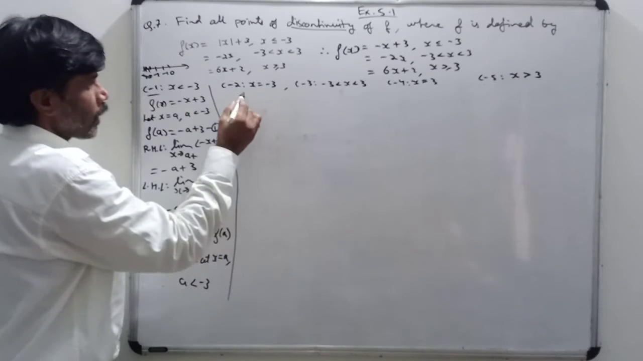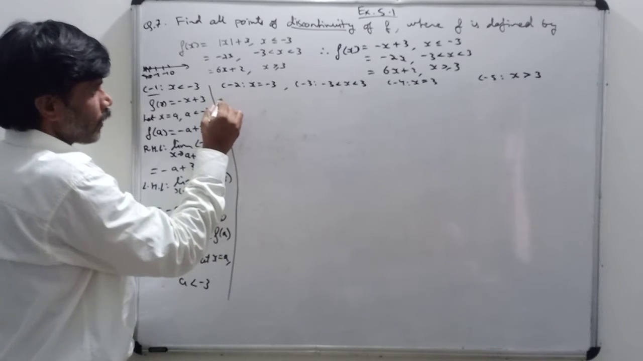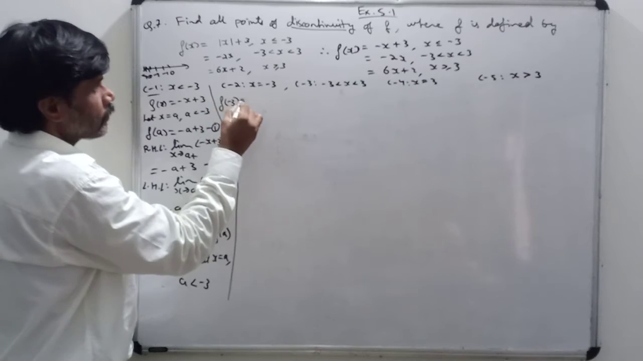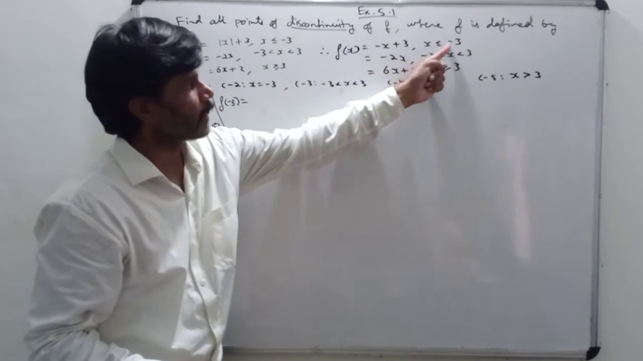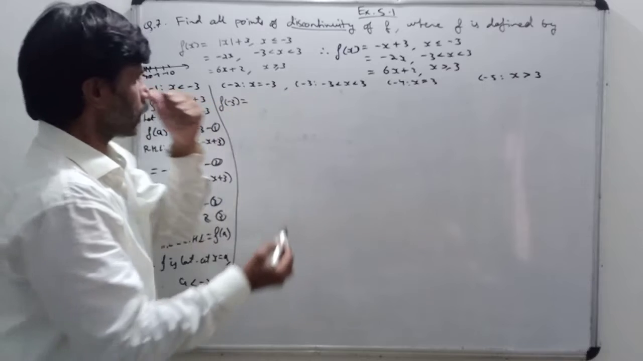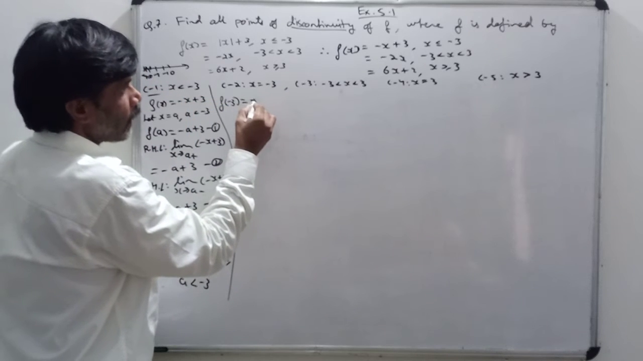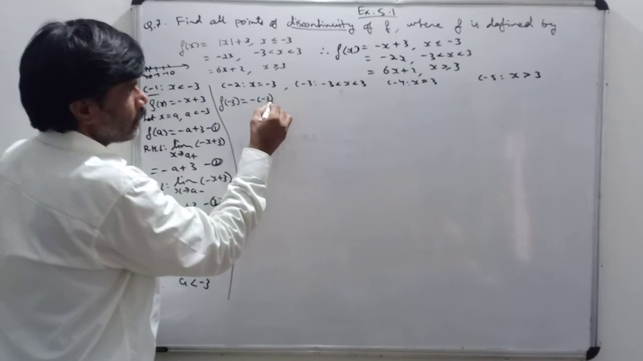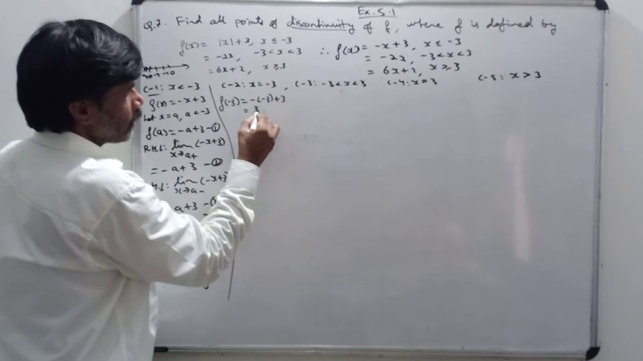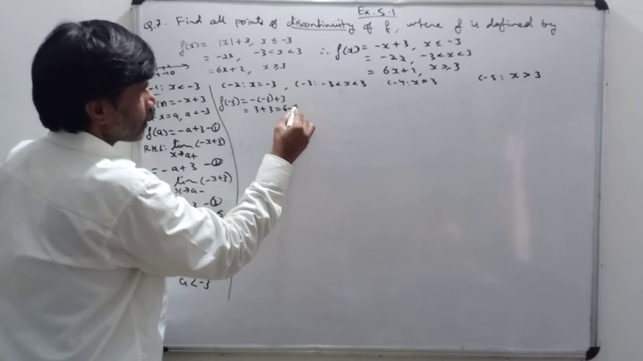Now case 2, for x equal to -3. First of all, I will find the value f(-3). When x equals -3, the function is -x + 3, so that is -(-3) + 3. That will be 3 + 3, that is equal to 6. Give it result number 1.